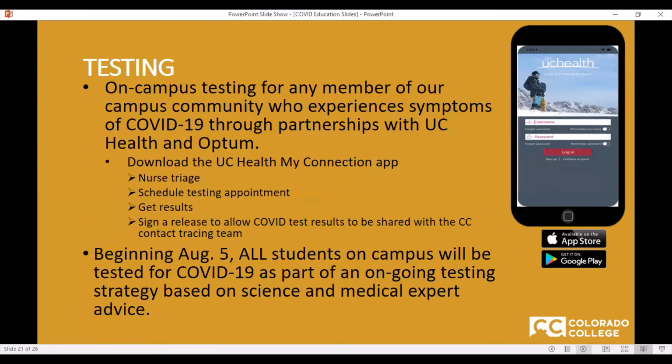Through that app, you'll be able to access a nurse triage line, schedule testing appointments, and get your test results. When you log into the app, you'll also be asked to sign a release to allow COVID test results to be shared with the CC contact tracing team. These results will only be used for contact tracing, isolation, and quarantine processes. Beginning August 5th, all students on campus will be tested for COVID-19. You'll be receiving more information about the logistics of testing days. We've also developed an ongoing testing strategy based on science and medical expert advice.